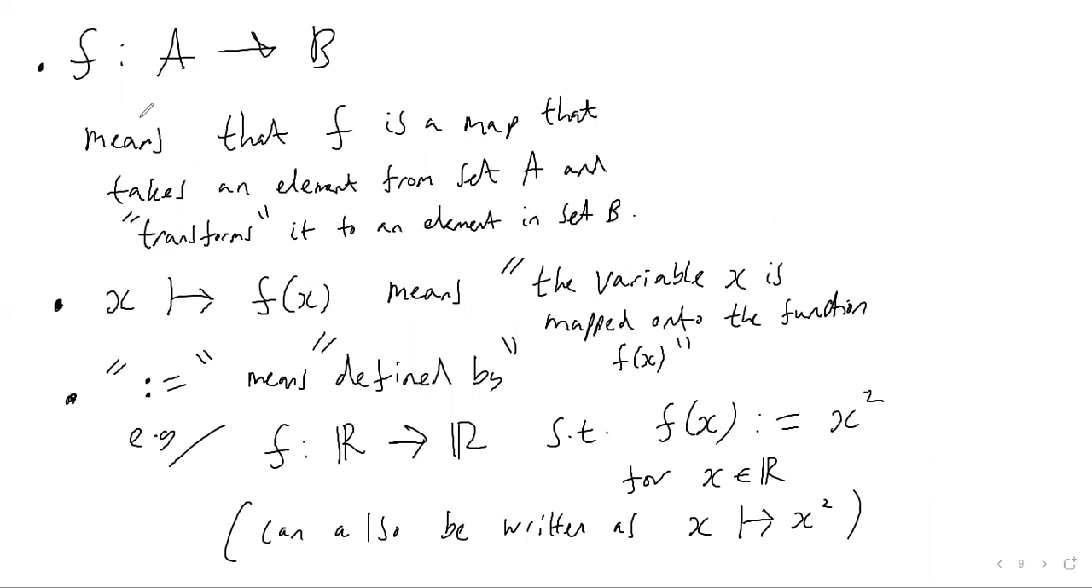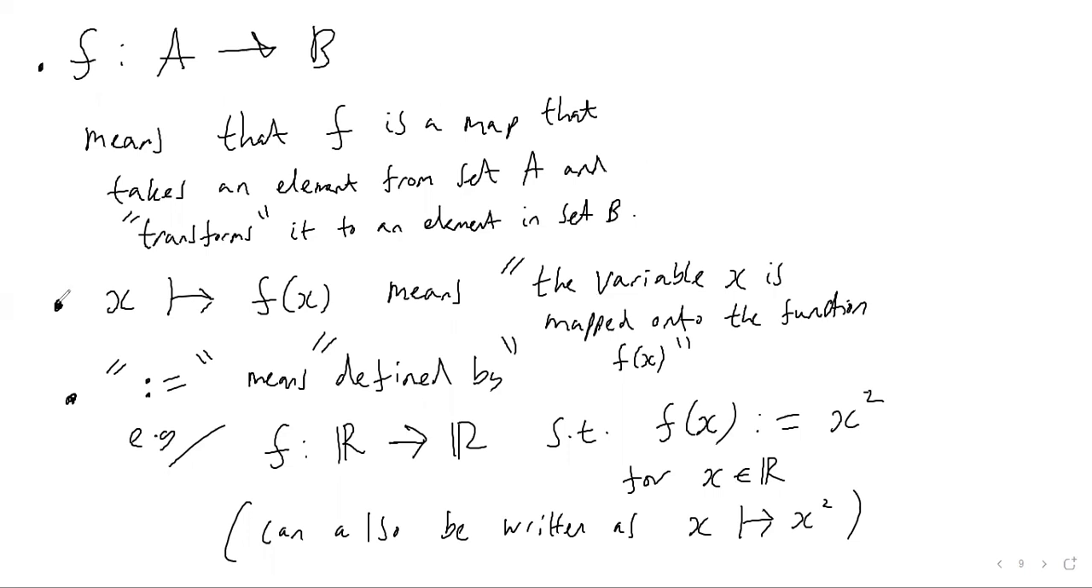So if you've got a map which takes a set of numbers and transforms it to a new set of numbers, this is called a map, and you can denote it like that. So f, then a colon, set A to set B. So yeah, this means that f is a map that takes an element of set A and transforms it, or maps it, to an element of set B.